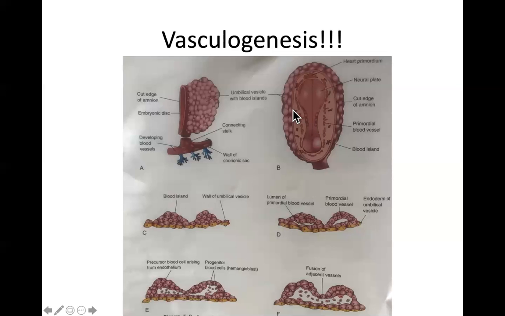So angiogenesis happens in the embryo itself, and also in the connecting stalk and in the chorion. You can't see it on this, but the chorion that surrounds this whole embryo, the chorionic sac, all of that is going to have angiogenesis, and all of those blood vessels are going to connect into one single network that connects into the heart. Okay?